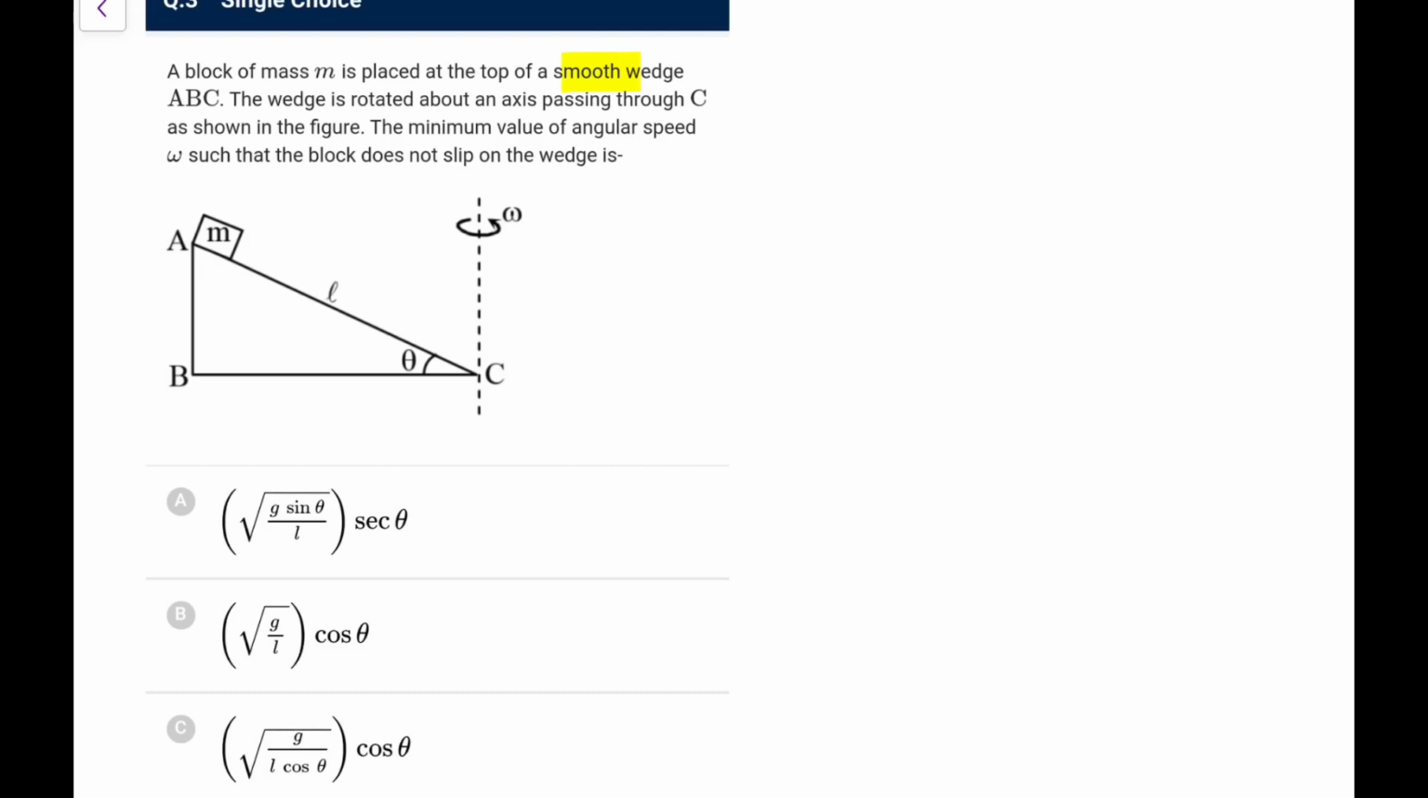The wedge is rotated about an axis through C. The minimum value of omega for which the block doesn't slip. So for the block not to slip, let's view it in the frame of the incline. In the frame of the wedge or the incline, whatever you write, because it is rotating, this distance would be equal to L cos theta, that is the radius.